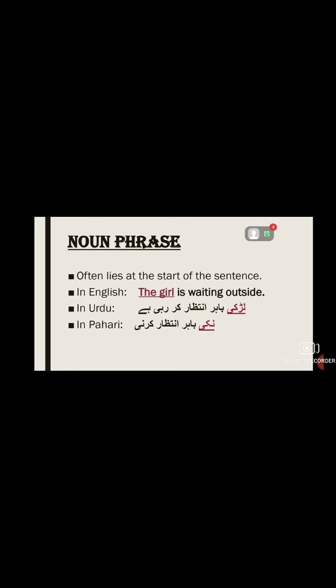So the position of noun phrase in Urdu and English language is same, but structure of phrase is slightly different, because in noun phrase in Urdu language, determiner is missing. Same is the case in Pahadi. For example, Nikki bahar intezar karni. Nikki is noun phrase which is used for girl, or you can say ladki. Like Urdu, in Pahadi language, noun phrase comes at the start of the sentence but without determiner.